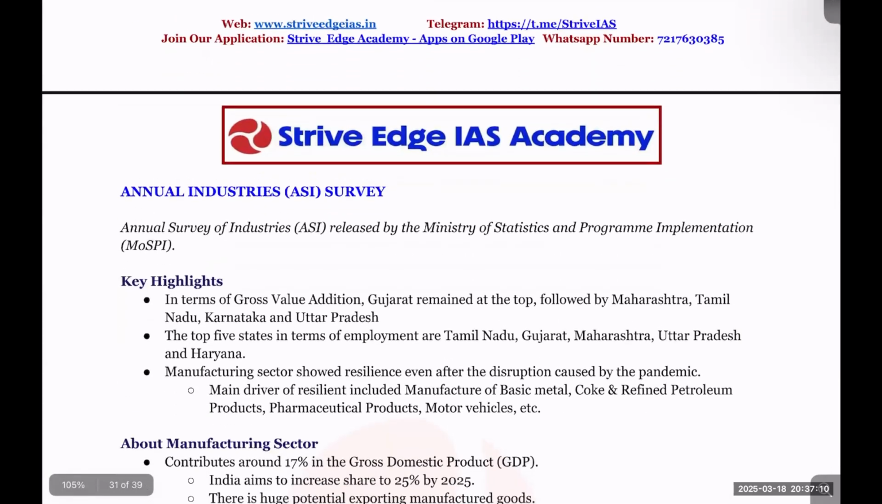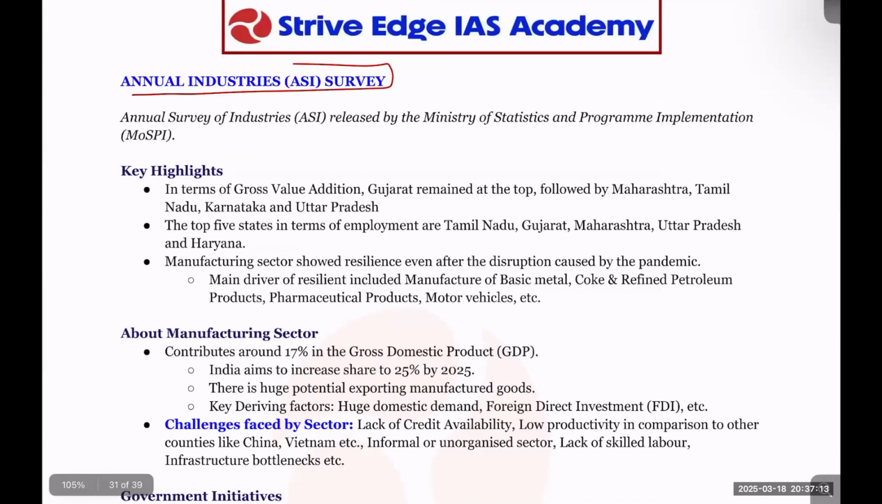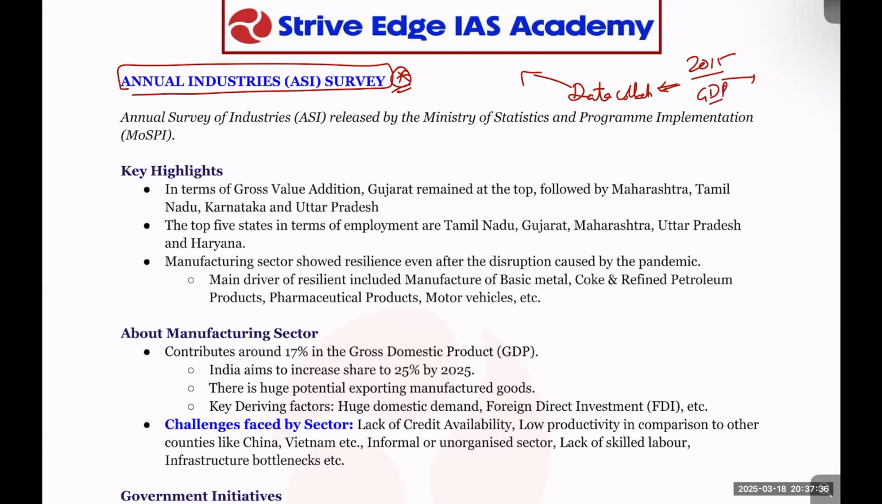Now, moving to the next topic, Annual Survey of Industries (ASI). So this survey becomes important because of what actually was happening before 2015. Before 2015, there was data collection from this Annual Survey of Industries. But after 2015, the GDP data collection has been changed. Okay, and now what actually happens is GDP data is got by Ministry of Corporate Affairs. Okay, Ministry of Corporate Affairs.